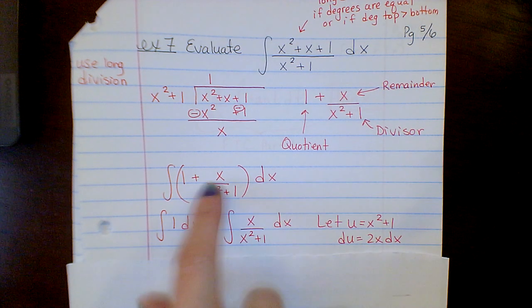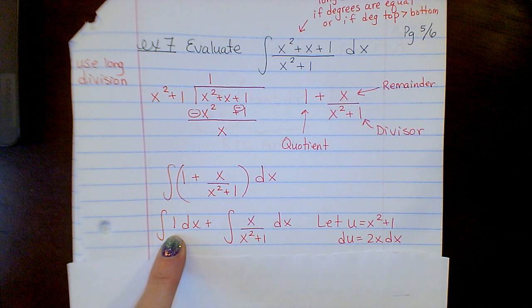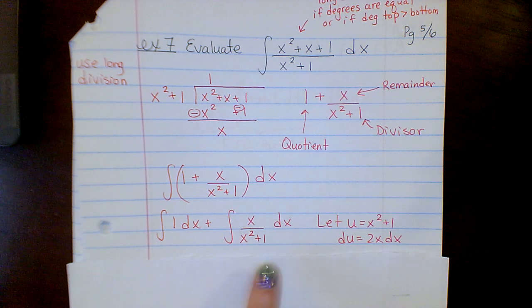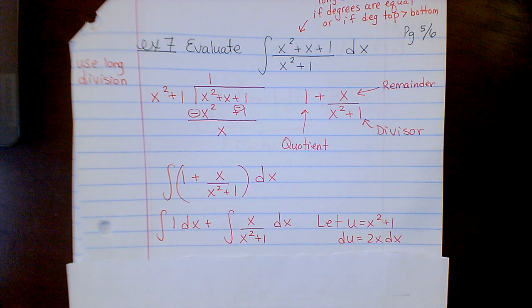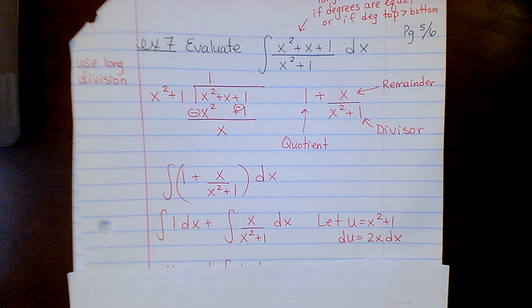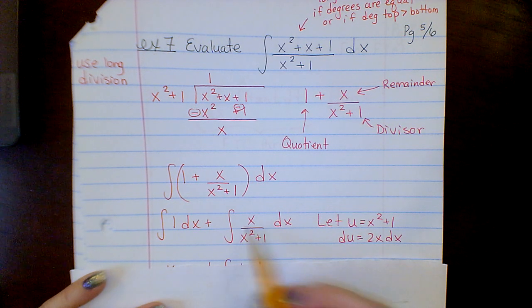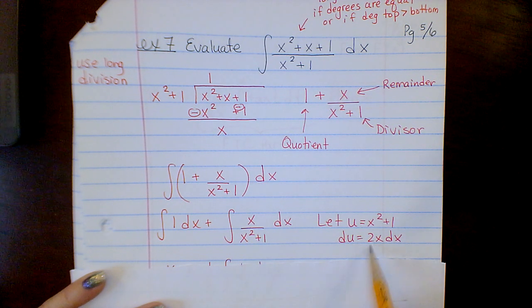So splitting these two integrals up, we get the integral of 1 dx, and then the integral of x over x squared plus 1. All right, so we're ready to make that substitution. So we'll let u be that denominator, that x squared plus 1. du is going to be 2x dx. Now remember, we have an x dx up here. We don't have that 2.